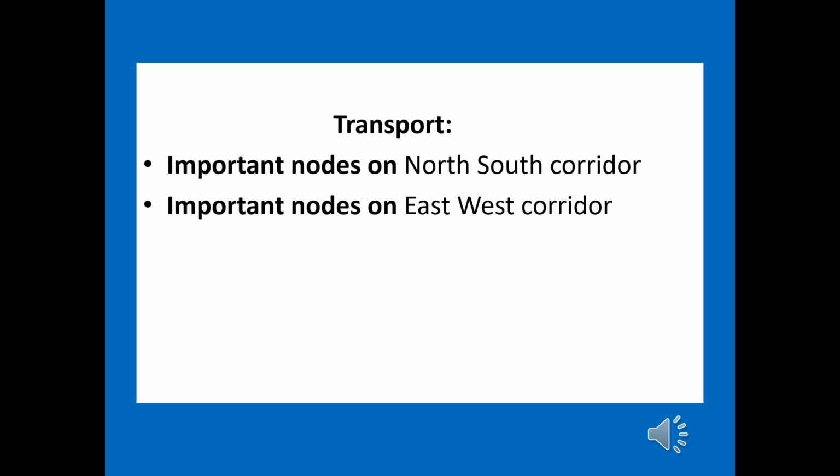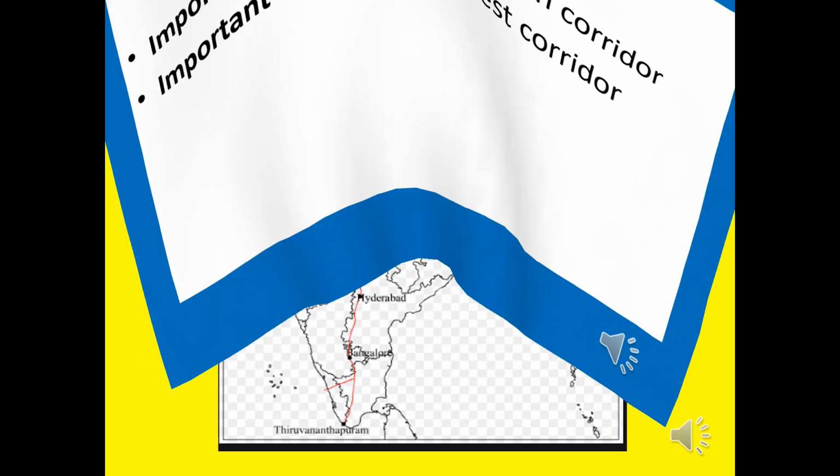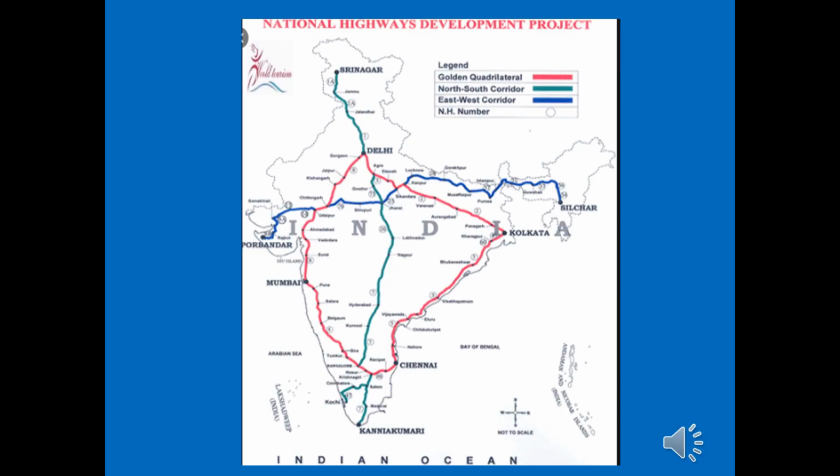Now we'll talk about transportation in India. Means of transport are the lifeline of a country. Transport system in India strengthens the social, economic and political unity in India. You can see the important notes on North and South corridor and important note on East and West corridor. On this map, you can see the North and South corridor, West and East corridor and golden quadrilateral with the red line, that is Delhi, Kolkata, Chennai, Mumbai and Delhi.